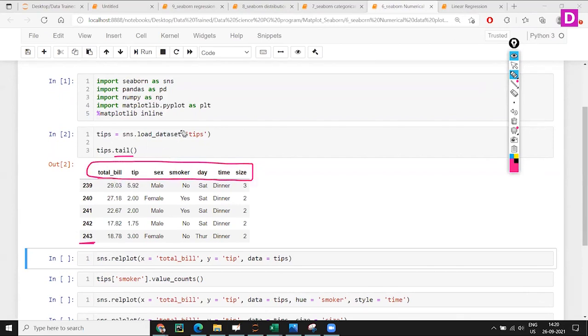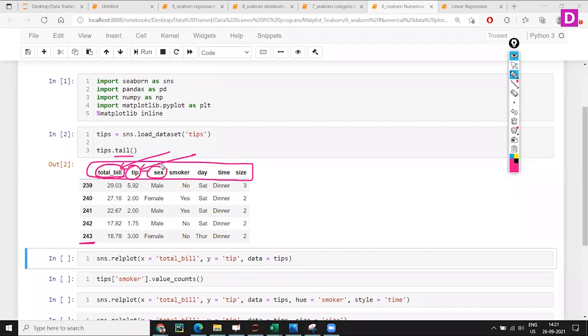Now let's try to understand what we have with us, the column names. Total bill is basically how much a customer's bill was whenever he visits any restaurant, irrespective of the order. Everything is in dollars, not rupees. And this is tip: how much tip is given to the servers or the bartenders.